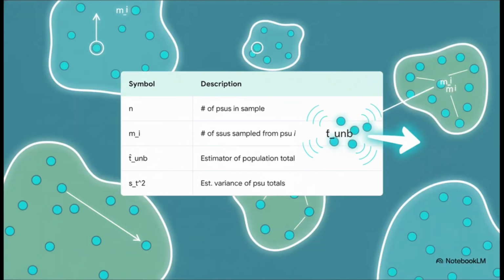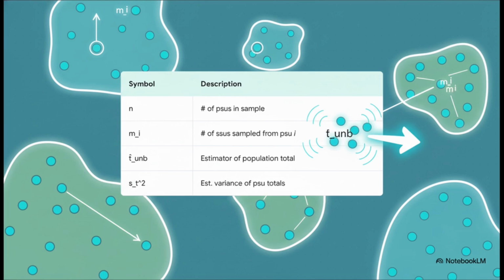Okay, so those last two slides, those were the true values in the population that we wish we knew. Now let's talk about what we can actually calculate from the sample we collect. Lowercase n is just how many classrooms we picked. And then T hat sub unb, this is our best guess, our estimate for the total homework hours in the whole school. And the logic behind it is actually pretty clever. We figure out the average total hours per classroom in our sample, and then we just scale that number up by the total number of classrooms in the school. It's a really intuitive way to estimate the grand total.